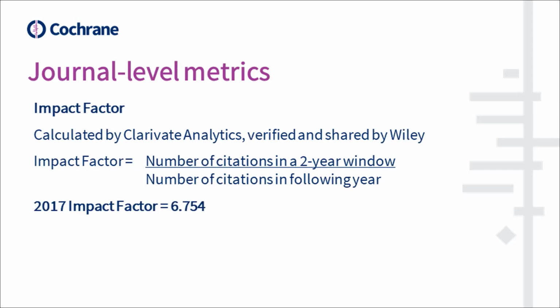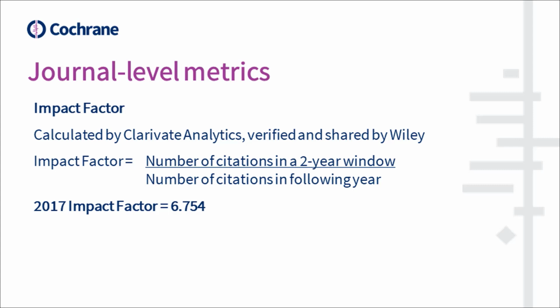First, we'll look at journal level metrics. The primary measure is the impact factor, which is the ratio of the number of Cochrane reviews published in a 2-year window to the number of citations those reviews receive in the following year. It doesn't include protocols. The 2017 impact factor for the Cochrane Database of Systematic Reviews is 6.754, which places CDSR at 12th position among general medical journals.